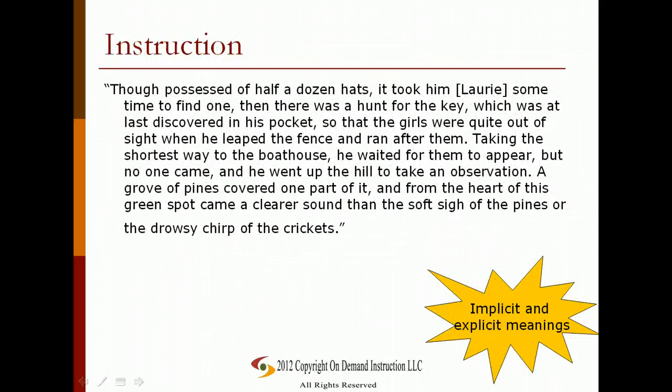In this passage from Little Women by Louisa May Alcott, we can infer that Laurie is unorganized. It took him some time to find a hat, though he had half a dozen, and also hunt for the key, which he found in his pocket. We can further infer that he is a bit inattentive, as he should have remembered where the key was. By the way he leaps the fence after the girls, we could also infer that he is young and limber. None of these things are stated outright or explicitly, but we know this about Laurie because of the way he acts.